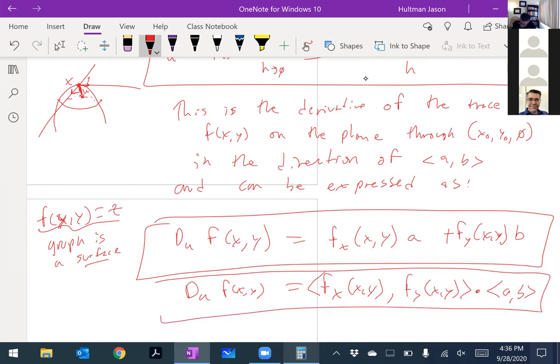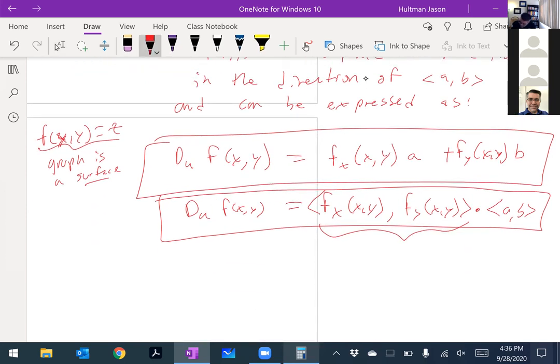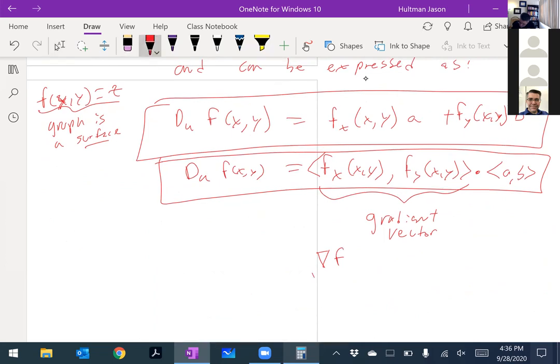This vector has a special name. It's called the gradient vector. We say that this is an upside down triangle F, which is del. The upside down triangle is called del.